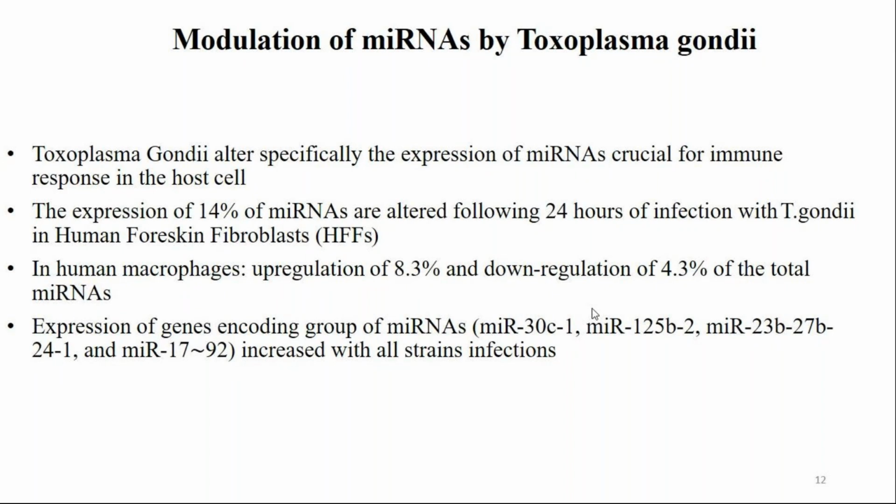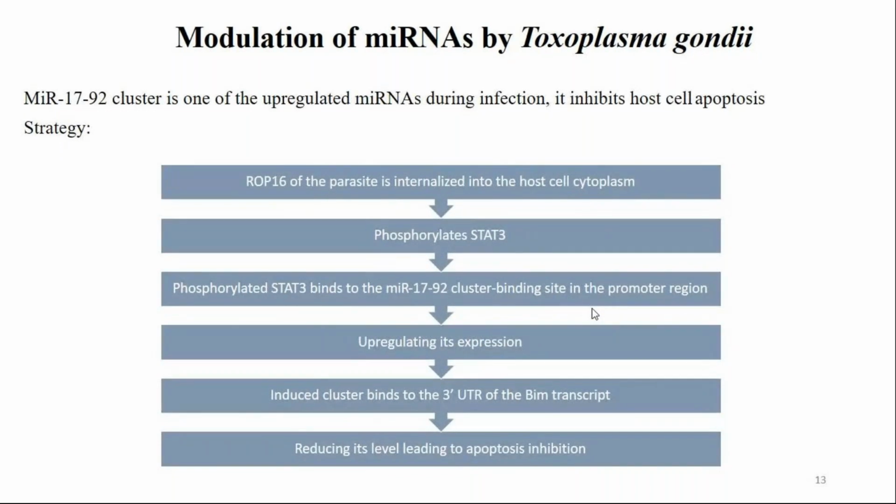We have a specific type of microRNA clusters or groups that will be expressed and increase in expression with all strains of infection, such as microRNA 30C1, 125B2, and specifically we'll talk about the microRNA 17-92 cluster. MicroRNA 17-92 cluster is one of the upregulated microRNAs during infection.